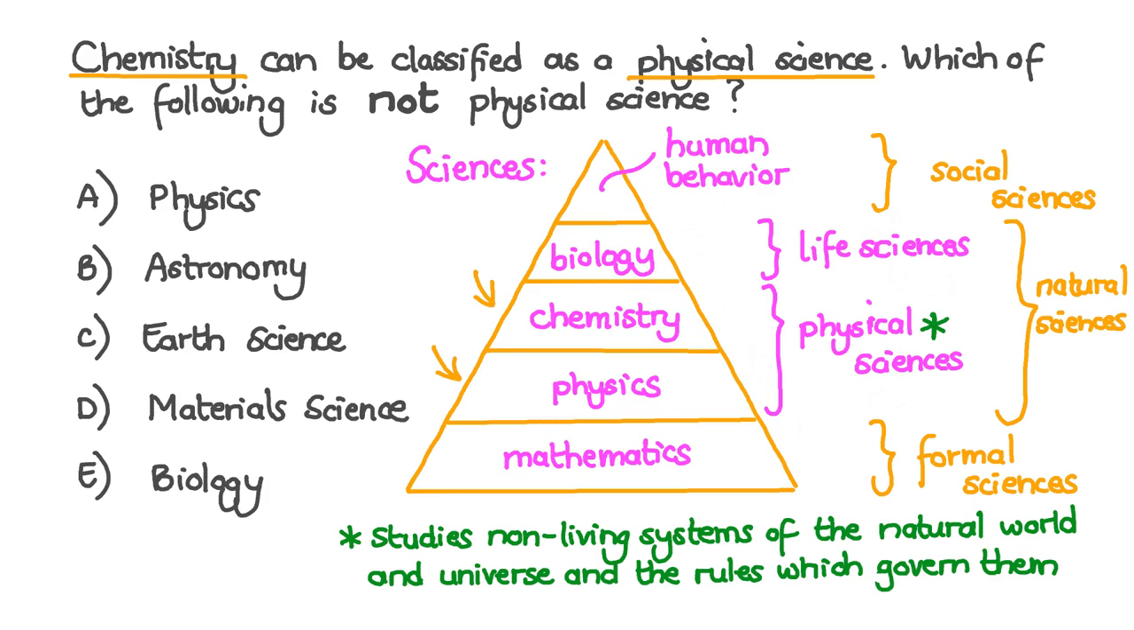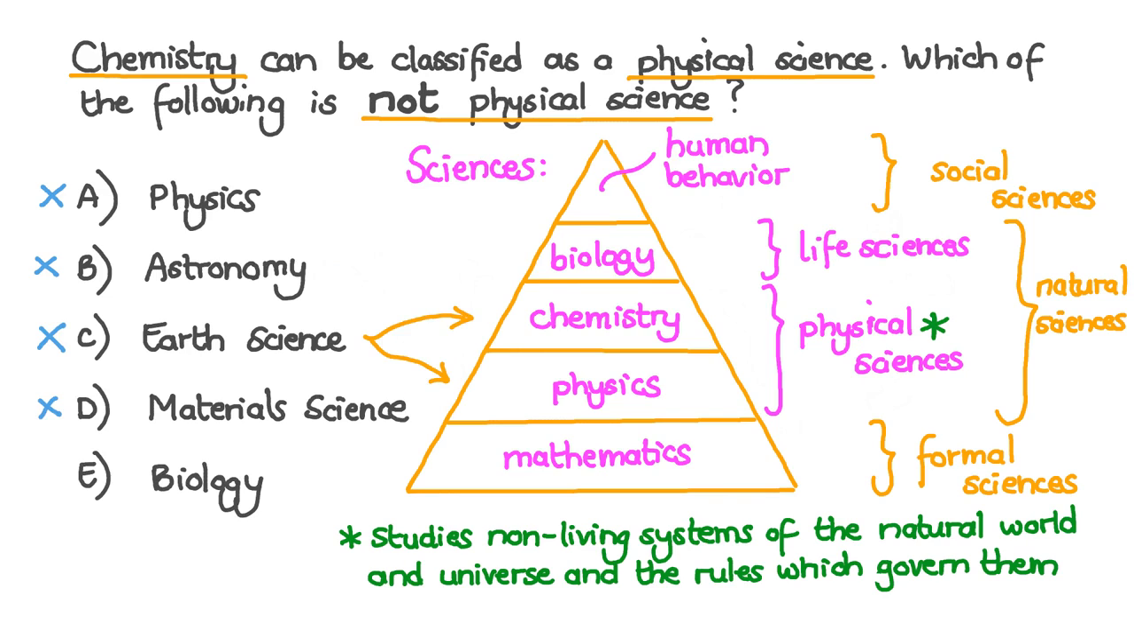There are many subcategories linking the different layers. For example, although astronomy is not shown on this pyramid, it has to do with chemistry and physics, and even some mathematics. We could say that astronomy is a physical science. The question asks which of the answers is not physical science. Astronomy is not an answer because it is a physical science. And so is physics. Material science is a physical science. Its study has largely to do with chemistry and physics.